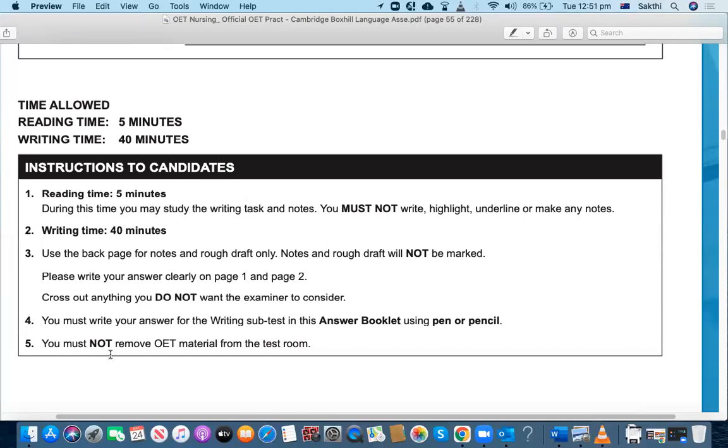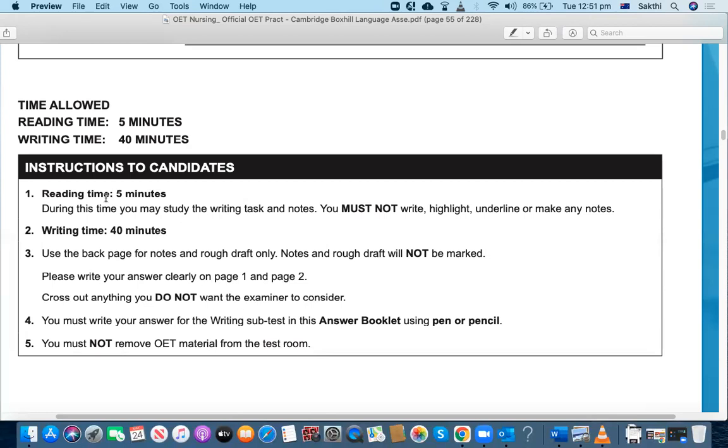And you must not remove the OET material from the test room as well. That's going to be another recommendation. I mean, not recommendation, it is a requirement. Anyway, you can't run away with the question paper and the answer sheet. Okay, you should not. All right.